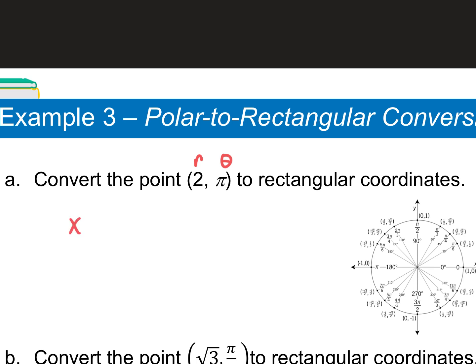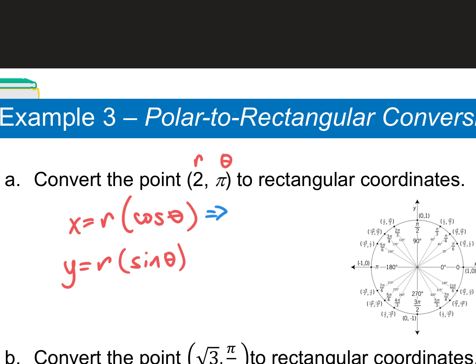So I'm going to write x equals r times what? What's the formula? What does x go with? Cosine or sine? Cosine. So it's the cosine of theta. And then the y part is going to be your r times the sine of theta. Everybody with me? Okay. So in both cases, guys, what is the r value? 2. Okay. So it's 2 times something.